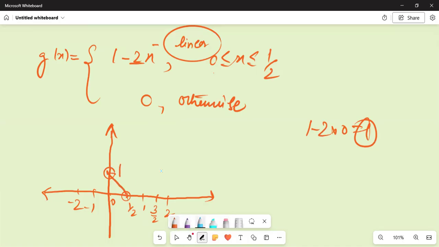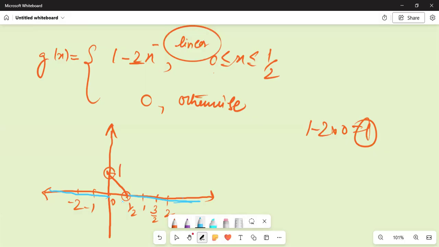And everywhere else, after this point half, and even for the values less than 0, it is taking the value 0. So it is not going anywhere. It is just a 0 function.